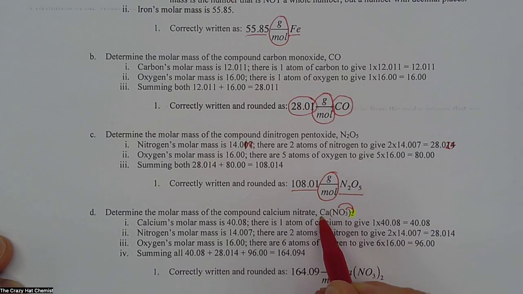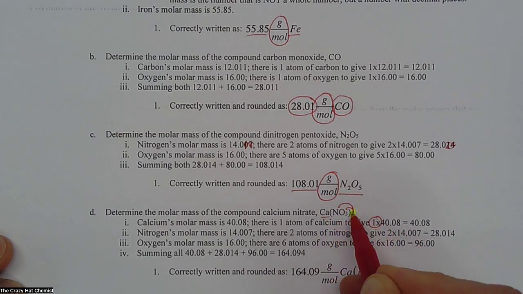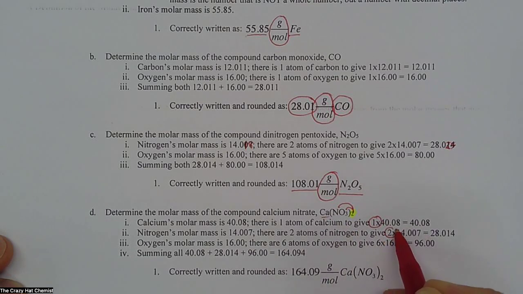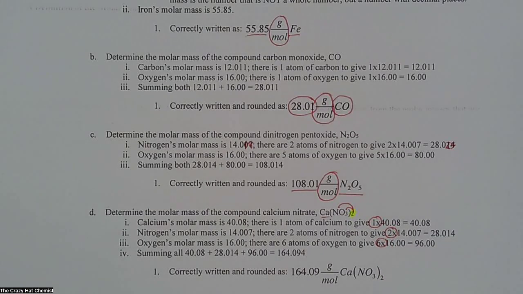So that would be 1 calcium. That's why there's 1 calcium. There are 2 nitrogens, and 2 times 3, that's 6 oxygen. So making sure that you've got that correct there, you're going to distribute that number outside the parentheses. Once you do that, then you should see that you get this mass right here. It's rounded to 2 decimal places. The units are grams per mole, and then the formula unit Ca(NO3)2.